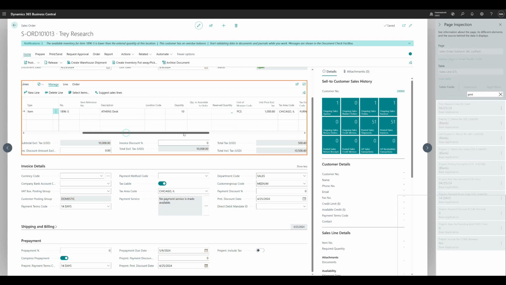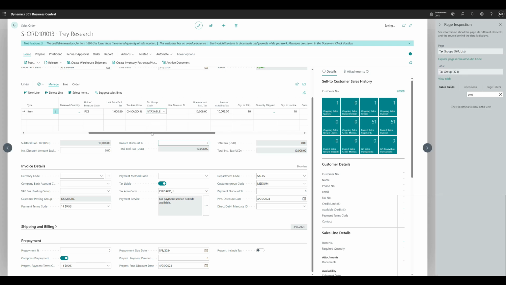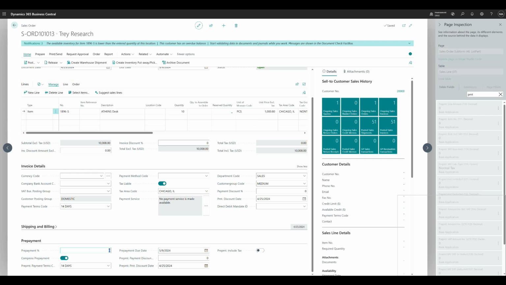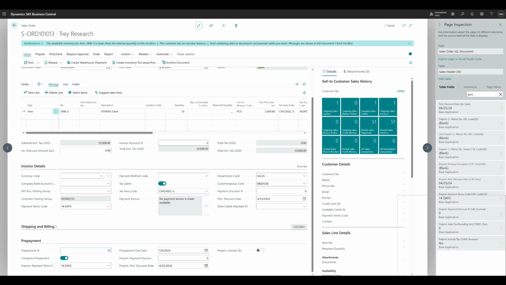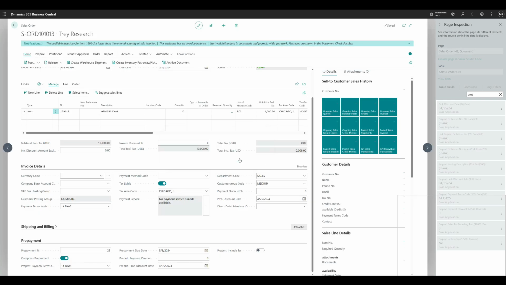The one thing we can do to make things simpler is to change the tax group code to non-taxable. That will make the posting easier to understand. And so now we're expecting 10,000. Let's say we're asking for a 25% deposit. When we do it on the header, we update the prepayment percentage, and that is propagated to the sales lines level.